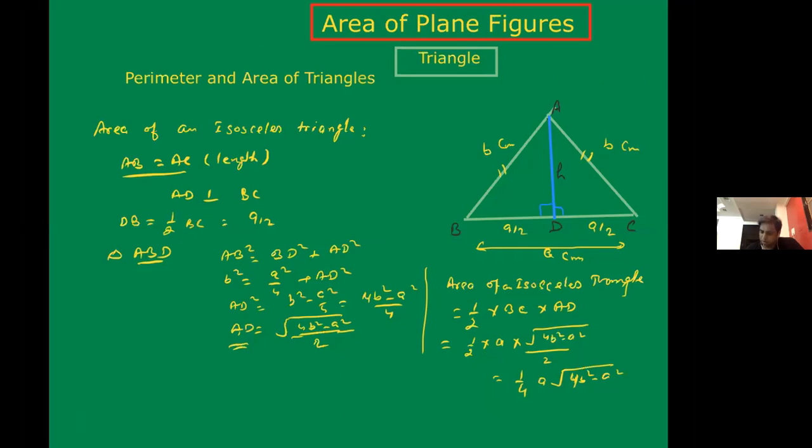Through this formula, we can find the area of any isosceles triangle if we know the height and the base. So easily we can find out the area of the isosceles triangle.